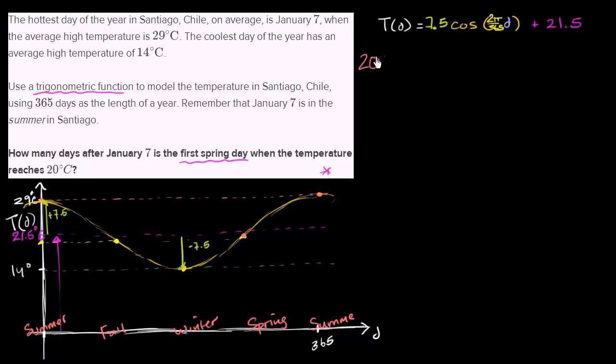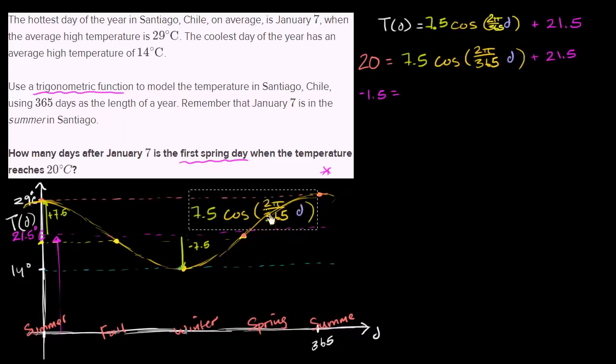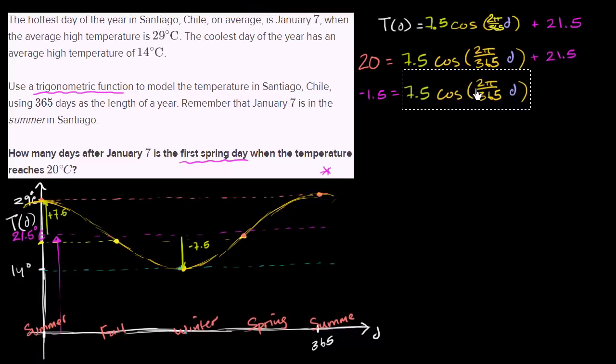So we want to get to 20 degrees Celsius. So we could write 20 is equal to 7.5 times cosine of 2 pi over 365 times the days plus 21.5. Now we could subtract 21.5 from both sides, and we get negative 1.5 is equal to, and I'll just copy and paste all of this. It's going to be equal to that right over there.